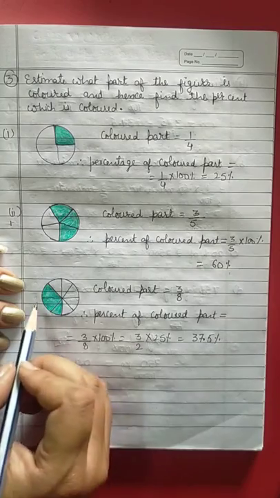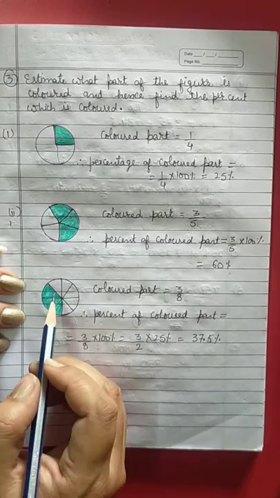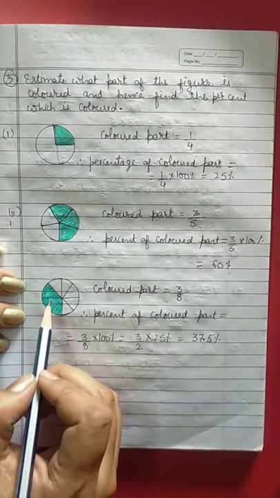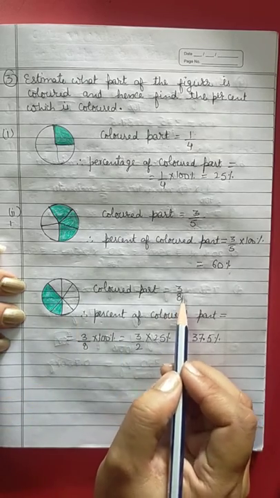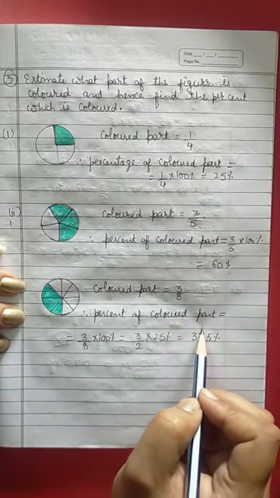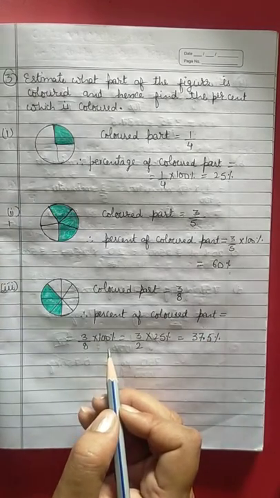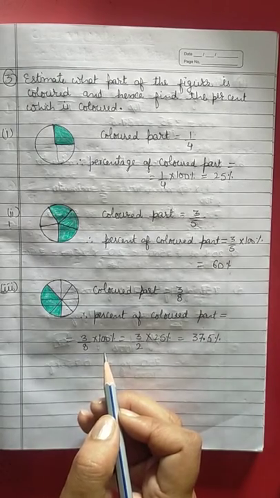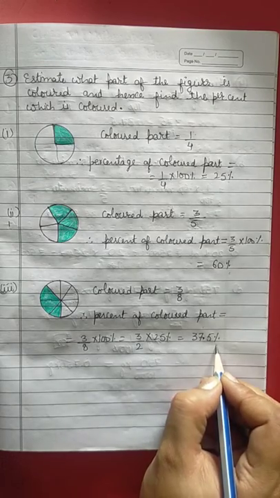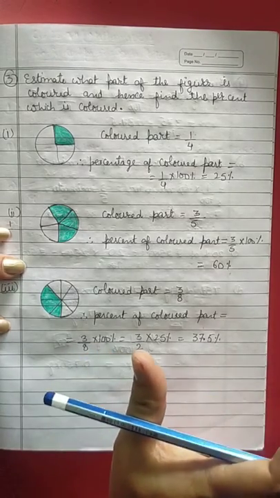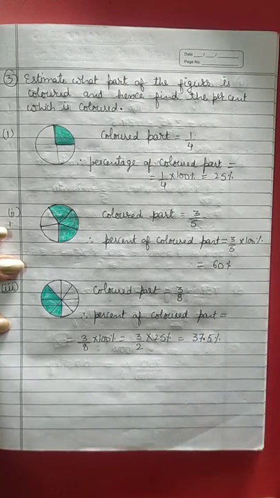Fine. Then see in the next one: 1, 2, 3, 4, 5, 6, 7, 8. Total there are 8 parts. Fine. And colored parts are 1, 2 and 3. Only 3 parts are colored. So here colored part is 3 by 8. Then percent of colored part. So what we'll do here? 3 by 8 multiplied by 100%. On simplifying this, we got 37.5% of this figure is colored. Fine. So this is the percentage of the colored part. So in this way you can simplify these sums.